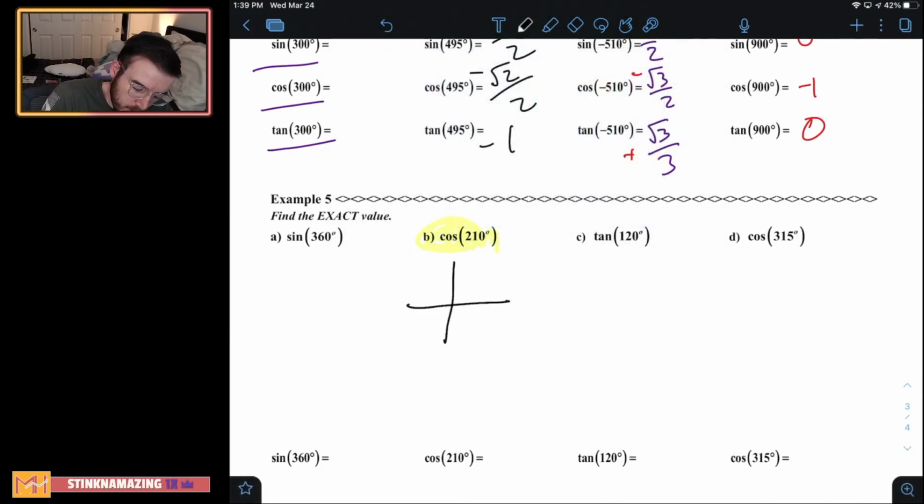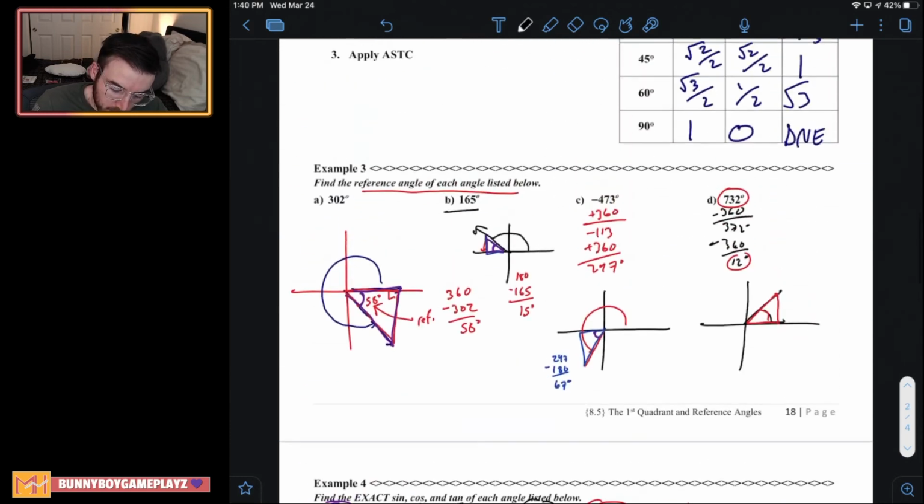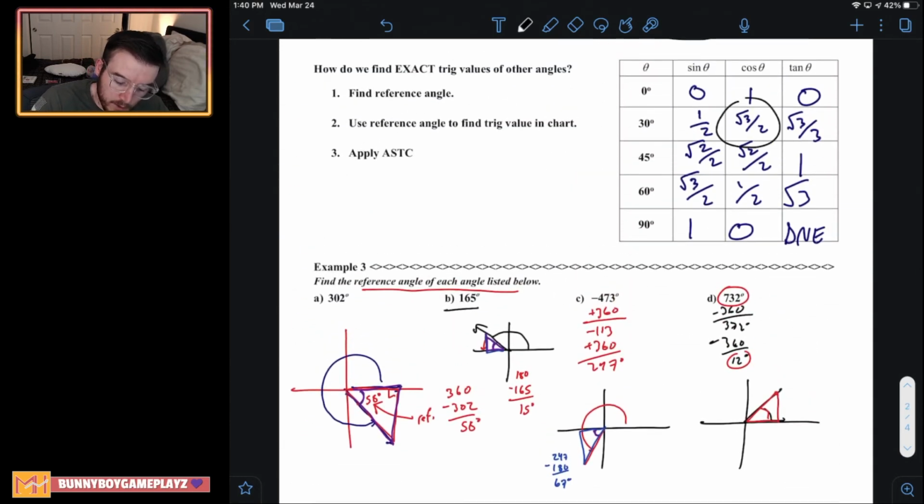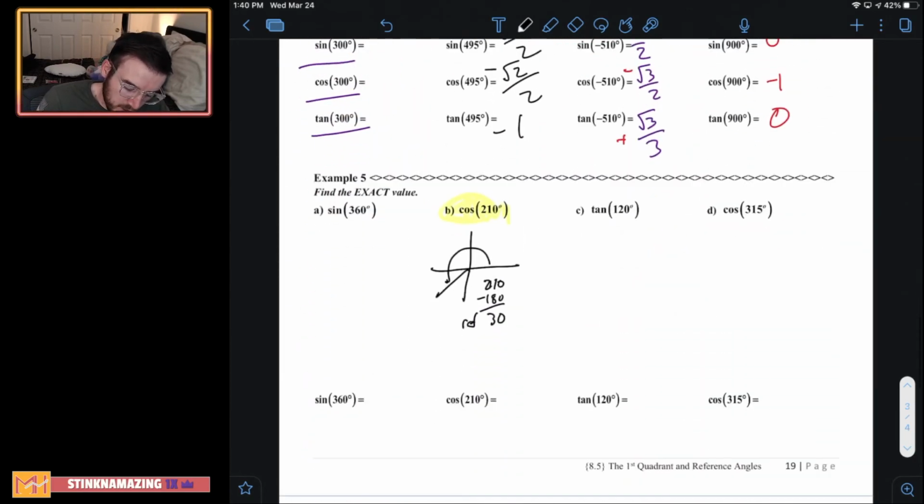210 is in quadrant 2. Or sorry, no it's not. It's in quadrant 3, a little bit past 180. So 210 minus 180 is 30. The reference angle is 30. What is cosine of 30? Cosine of 30 is root 3 over 2. So the answer to cosine of 210 is root 3 over 2. Except we're in quadrant 3, so it's negative.